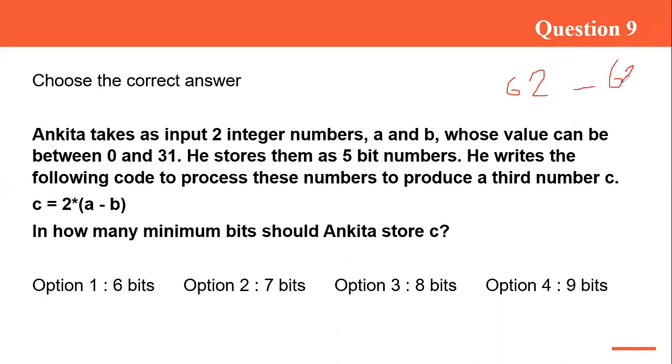Am I right? So for storing minus 62, how many bits do we need? We have to think. For positive 62 itself, we need 6 bits. If I have to store minus 62, I need 7 bits. Right? So the answer is 7 bits. Understood, everyone? Answer for this is 7 bits.